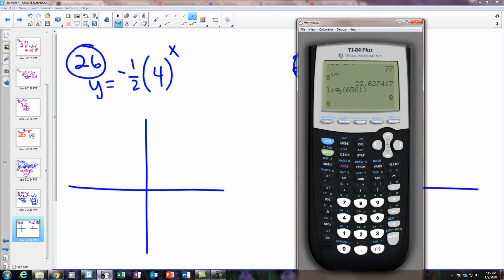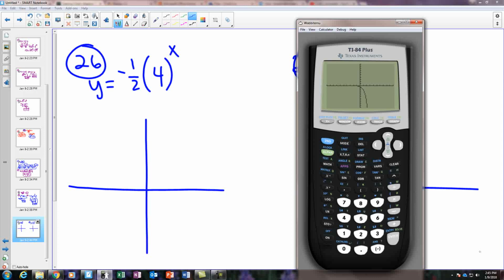So I'm going to start this one with go to the y equals, clear everything out. I'm going to type negative 1 divided by 2. And then I want to start a parentheses, 4, close parentheses, raised to the x. If I graph it, do we have a growth function? No. Well, yes, we do. I know it's growing negative, but it's getting bigger in size. So this is still considered a growth function. It's just a negative growth function.